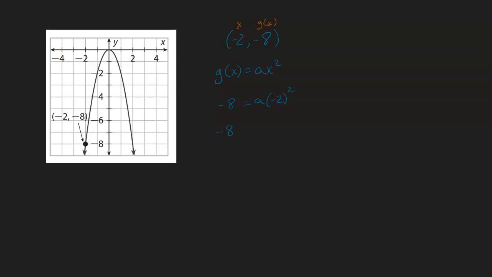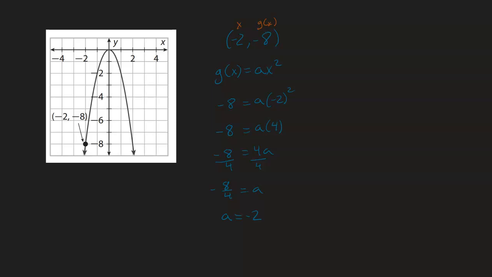Okay, so let's go ahead and evaluate. We have -8 equals a times -2 squared, and careful here, that is +4. I'm just going to rewrite it as -8 equals 4a. From here, I'm going to divide 4 to both sides to isolate the a. I get -8 over 4. And to simplify that, I get a equals -2. So I just solved for a, and that's exactly what I needed to write the rule for this parabola.